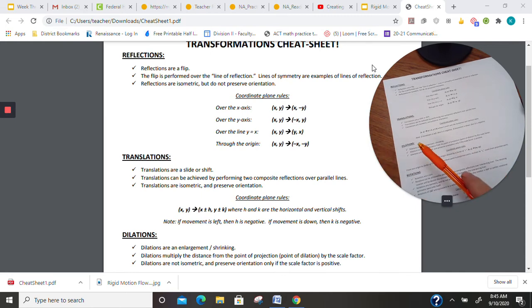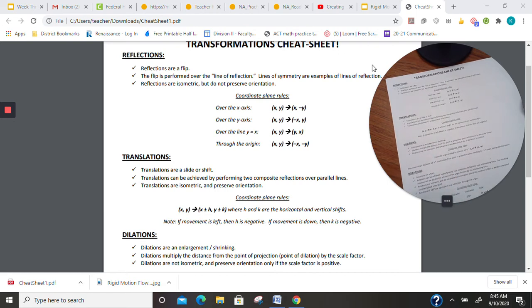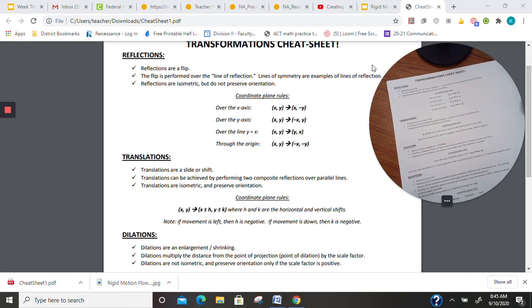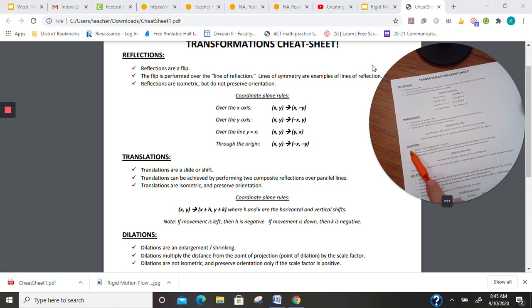So dilation is the only non-rigid transformation that we have. Dilation is the only non-rigid transformation because it does change size or shape, gets bigger or smaller. Okay, and then rotation.